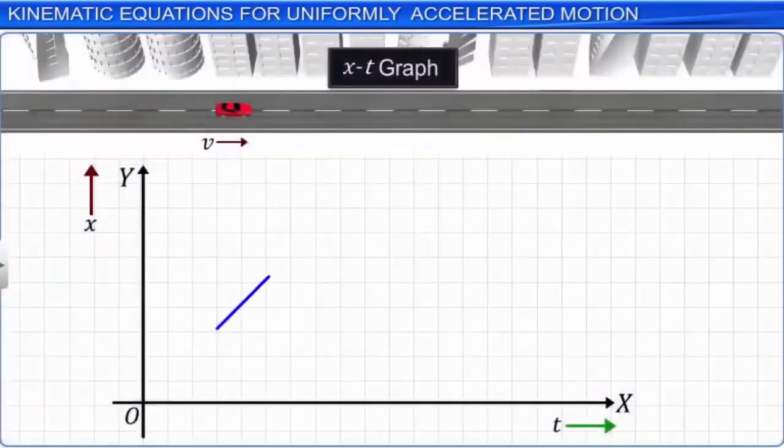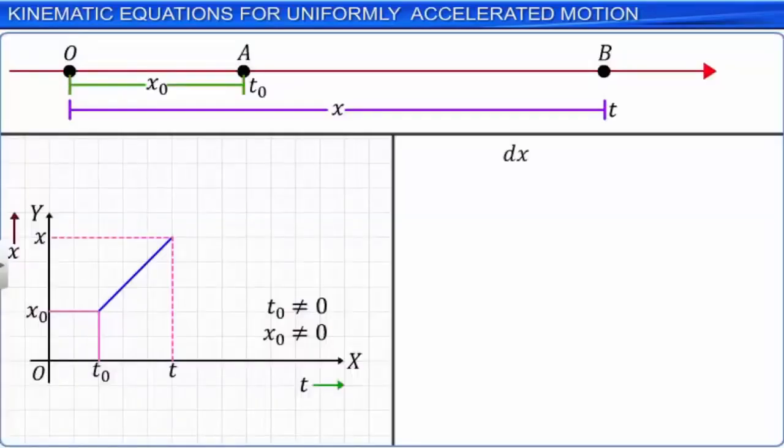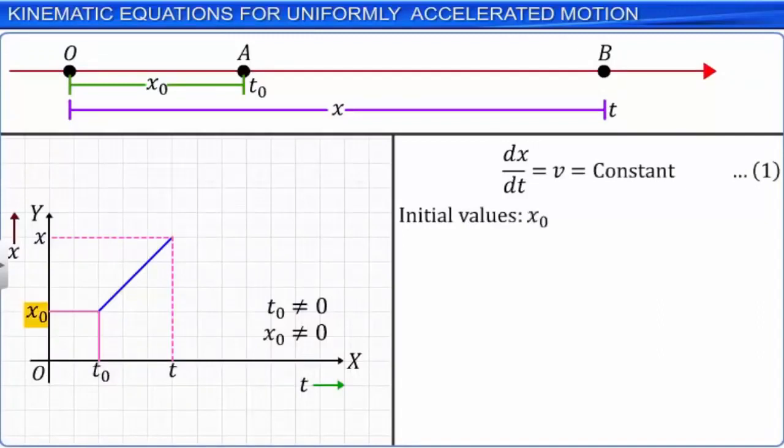Observe the x-t graph. t0 is not equal to 0, and x0 is also not equal to 0. dx by dt is equal to v, which is a constant. Initial values are x0, t0. Final values are x, t. Cross-multiplying equation 1, we get dx is equal to v dt.